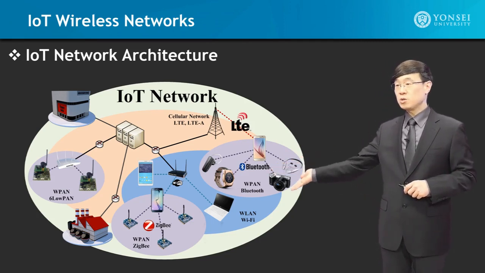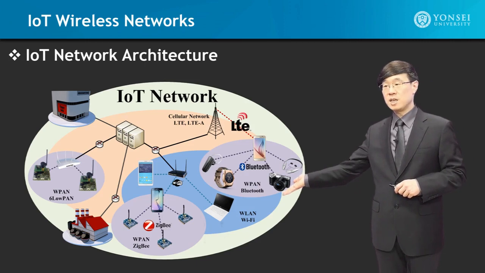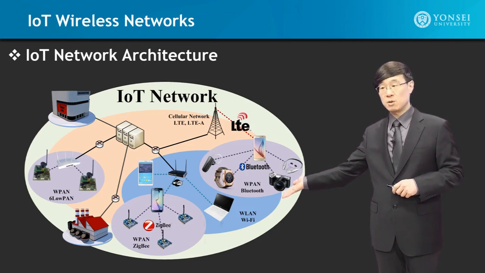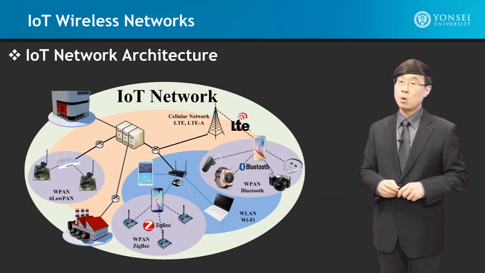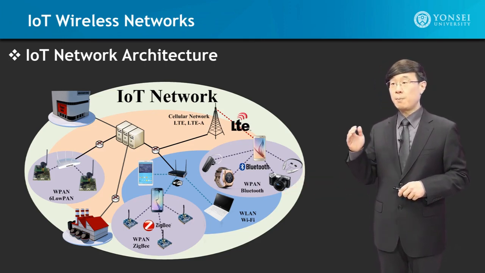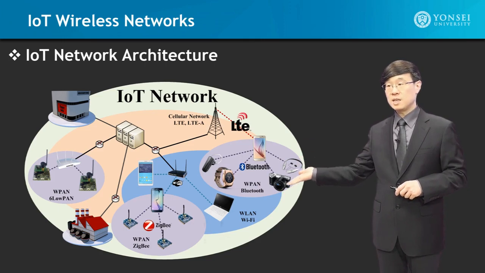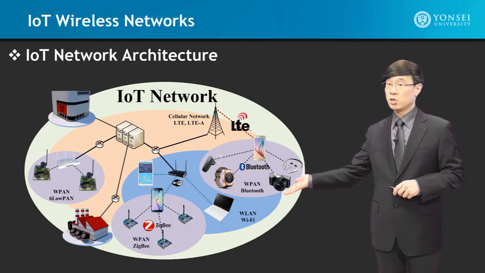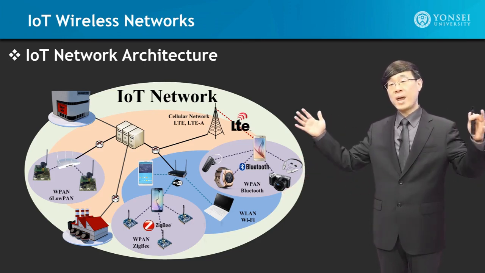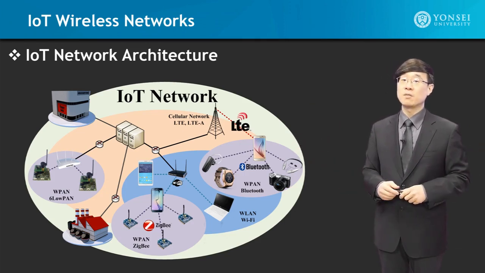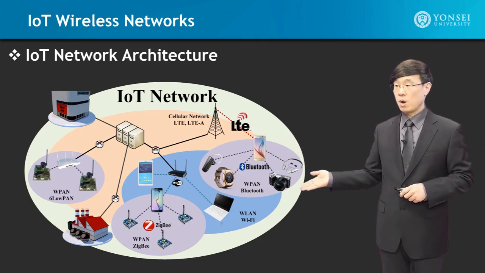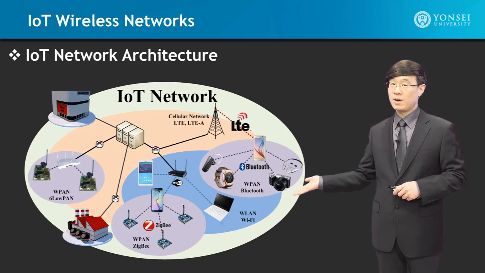In addition, we also have wireless LAN technology, which is represented by a wider blue cell that you see right here. Wireless local area network. Instead of a personal area network, this local area network is larger. It may incorporate the range of a couple of personal area networks. And the representative technology of this is Wi-Fi.